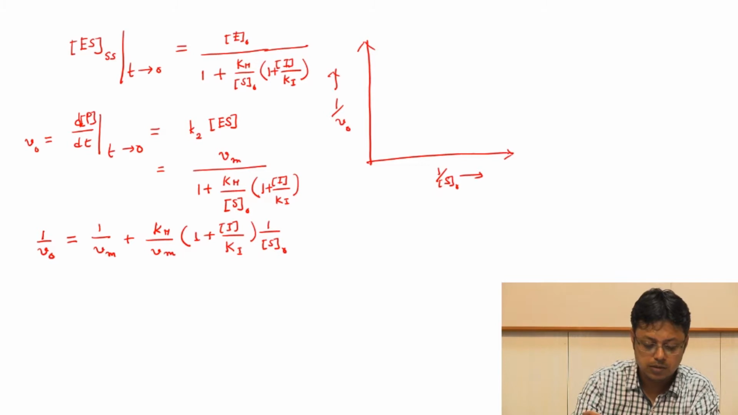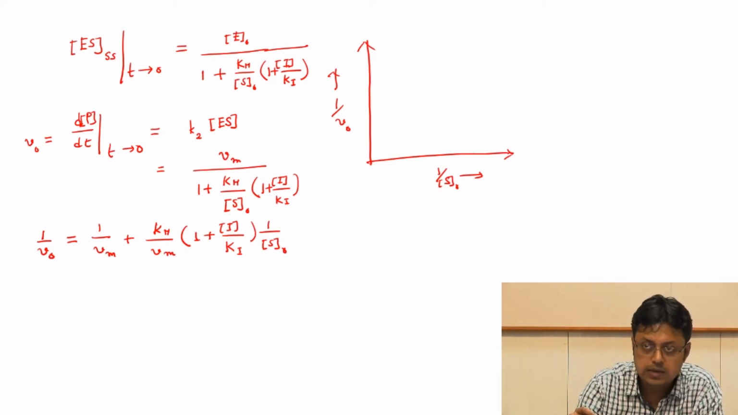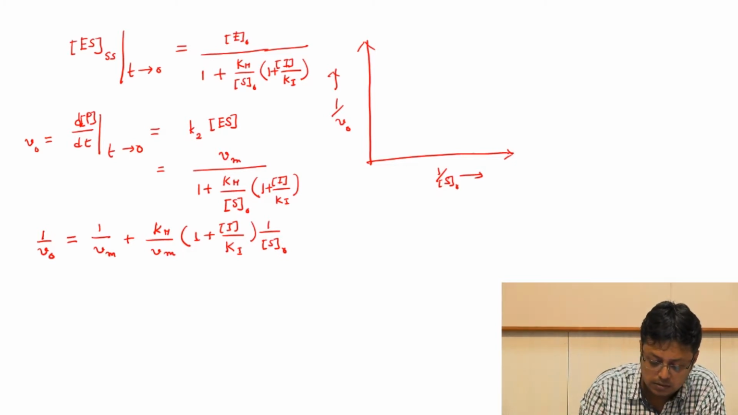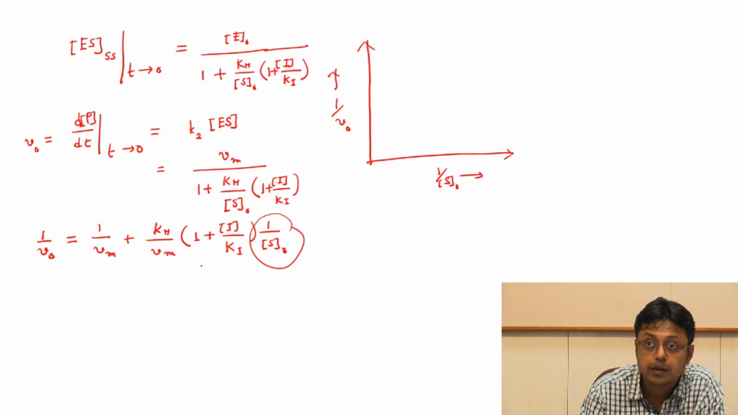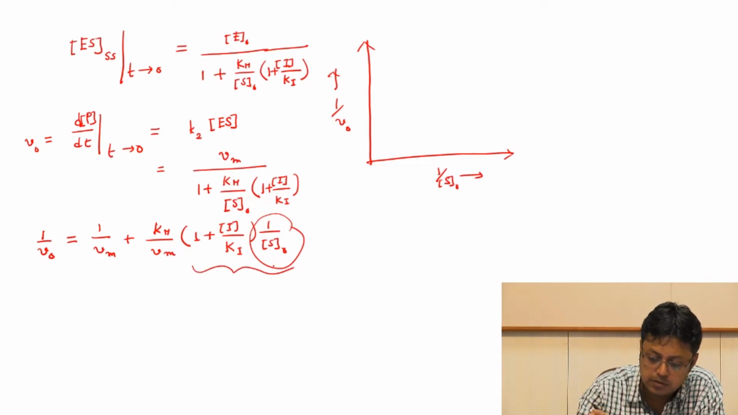And then let us try to understand what is the nature of the plot. Now suppose, again we will find the y-intercept and x-intercept. Y-intercept means actually x is 0. So if I put that as 0, this entire thing goes to 0, and then the value of 1 over V0 is 1 over Vm.